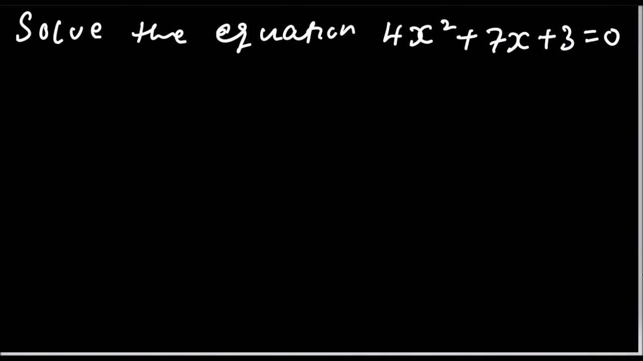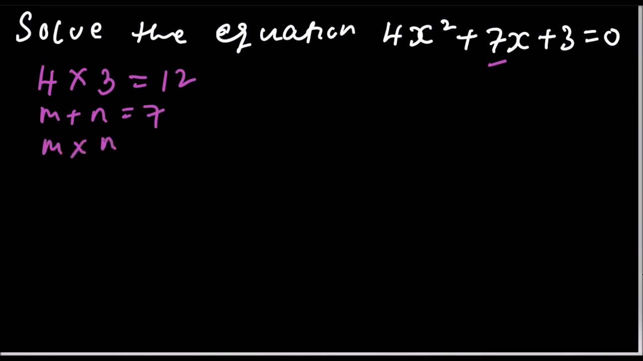quadratic equations where the coefficient of x squared is not equal to 1. So what we do is we get two numbers: we multiply 4 by 3, that will give us 12. So we get two numbers, m plus n should give us 7, and m multiplied by n should give us 12, the product of the coefficient of x squared and the constant. So what are these two numbers? We try 6 times 2, that will give us 12, but that does not work.